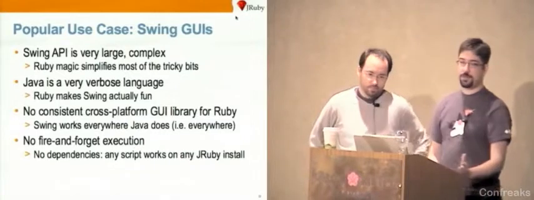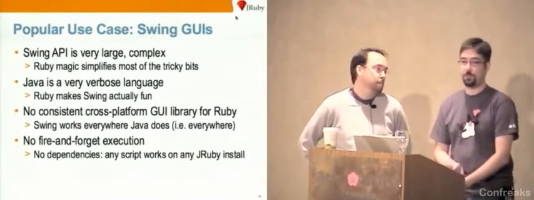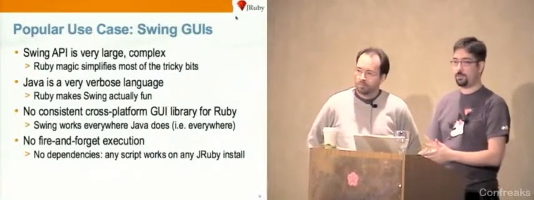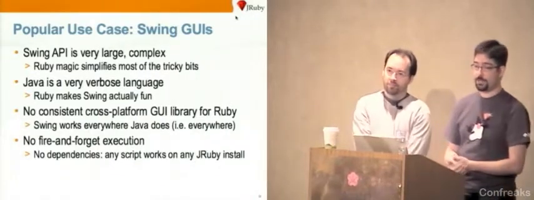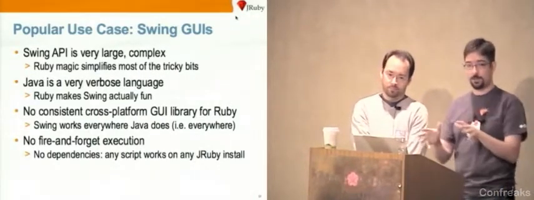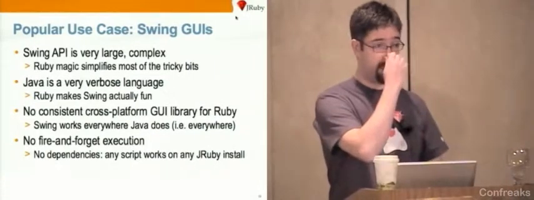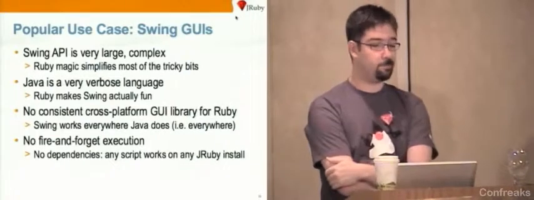So one of the popular use cases for the Java integration is to build GUIs with Swing. Swing is Java's platform-independent GUI library. It's very large and very complicated, which makes Ruby a perfect solution here to simplify it. And Java is also kind of just too verbose. Ruby makes it a lot nicer to look at and actually makes Swing development fun.